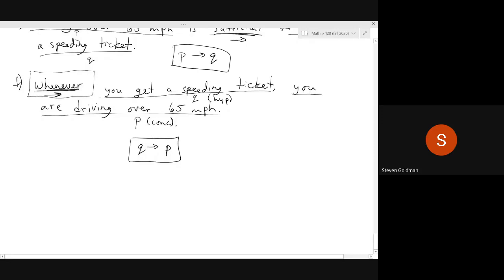All right. For a biconditional, let's say I gave you the sentence, you get a speeding ticket if and only if you're driving over 65 miles per hour, that would be biconditional. Or if I said you get a speeding ticket, let's say getting a speeding ticket is necessary and sufficient for driving over 65 miles per hour, something like that. Okay, or actually it would sound better if I reversed it. It means the same thing. Okay.